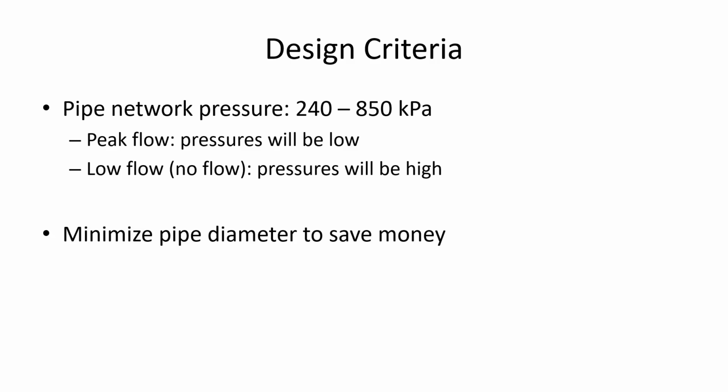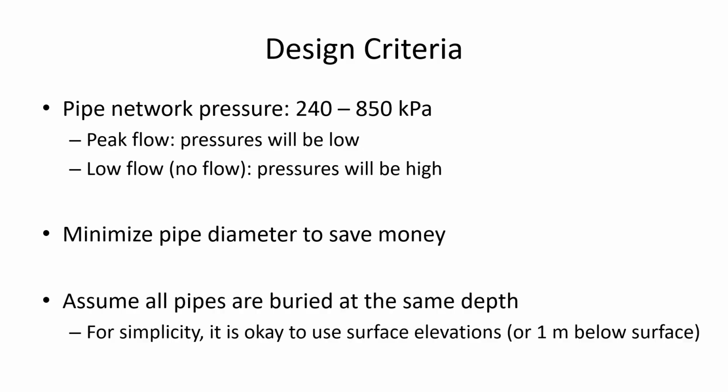So the design principle is to save money by minimizing the pipe diameter and progressively making the pipe smaller and smaller until you approach a pressure of 240 kilopascals at the peak flow rate. In the project, you can assume that all of the pipes are buried at the same depth underneath the ground. And I've given you a contour map that says the elevation of the ground. So you could, if you want, just use the junction elevations to be the elevation at the surface itself, or you could just assume maybe that the pipes are all buried 1 meter below whatever the surface elevation is at those various points.